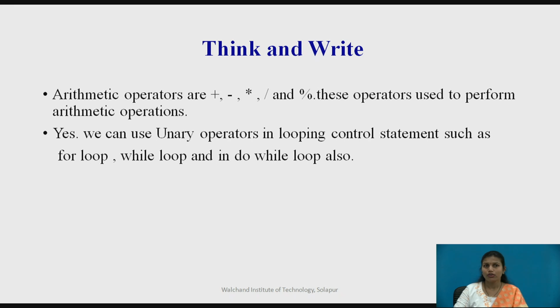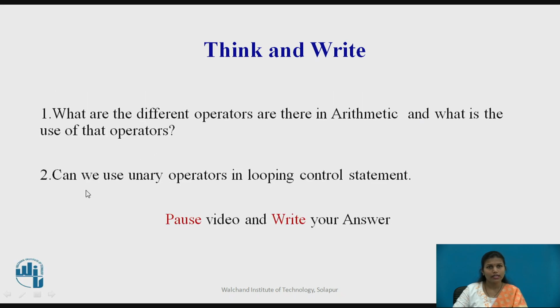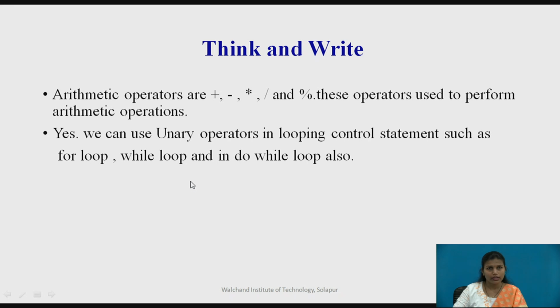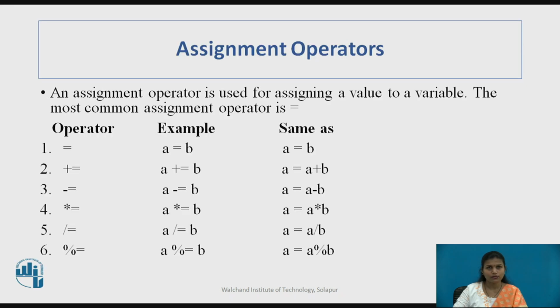Basically, the answer to the first question is, arithmetic operators are nothing but plus, minus, multiplication, division and modulo. These operators are used to perform arithmetic operations. And our second question is, can we use the unary operators in a looping control statement? Yes, we can use the unary operators in looping control statements, such as for loop, while loop and do while loop also.